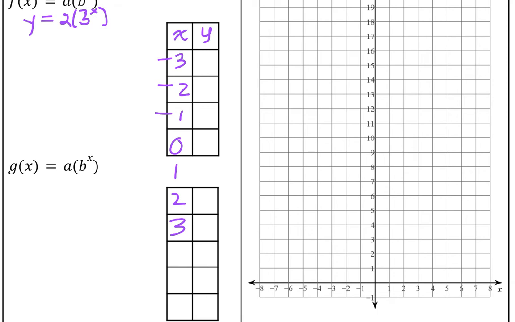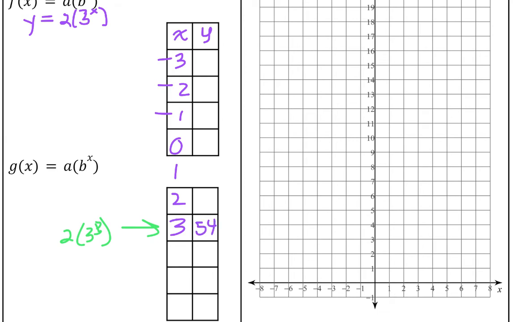So we'll figure out all of these values for y. I'm going to start with the higher values because it's a little easier to do that arithmetic. So if x is 3, so I'm going to start down here. If x is 3, y would be 2 times 3 to the third power. 3 to the third is 3 times 3 times 3, 27 times 2, y would be 54.